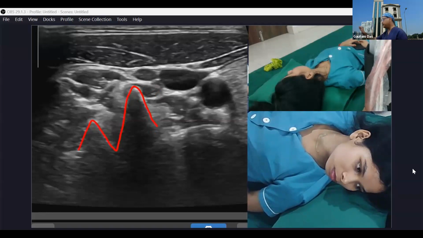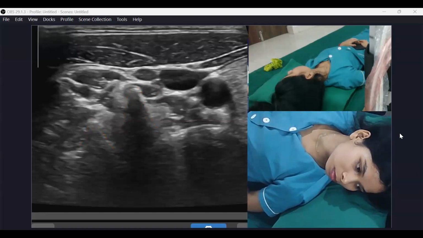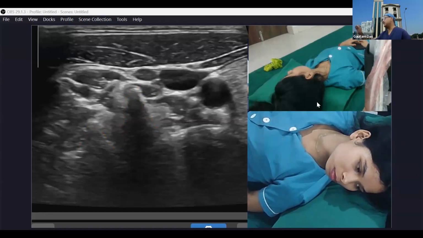Here, your probe marker is towards the lateral side. This is the lateral side, this is the medial side. This is the transverse process. Here is the trachea, this is the thyroid, this is the carotid, this is the jugular, and I'll show you all other structures. Up to this is it clear?